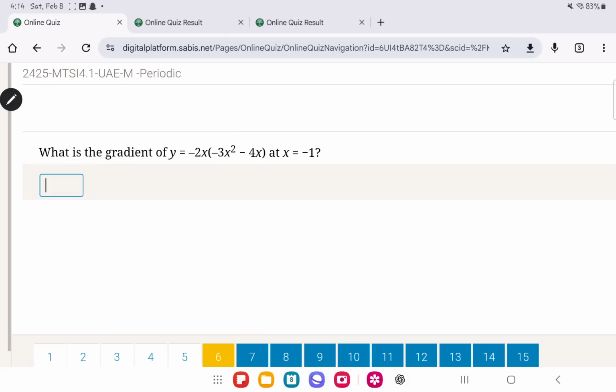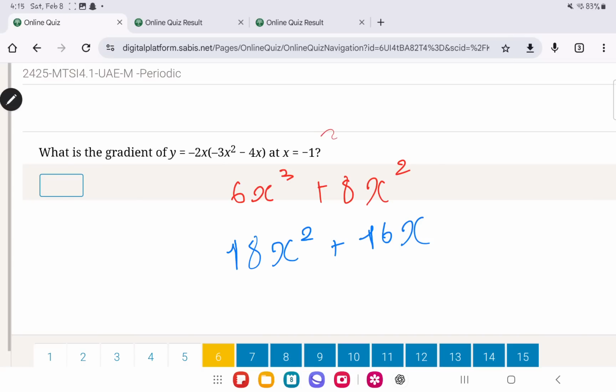So before doing the derivative, you have to multiply, you have to add, whatever you do before doing the derivative, okay? So in this case, let's multiply. We will get an answer of 6x to the power of 3, plus 8x squared. Okay, now we find the derivative. So to find the derivative, it's going to be 18x to the power of 2 plus 16x, okay? Now we're going to replace x by minus 1.